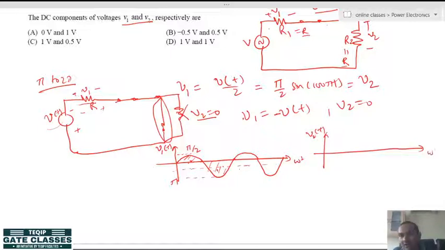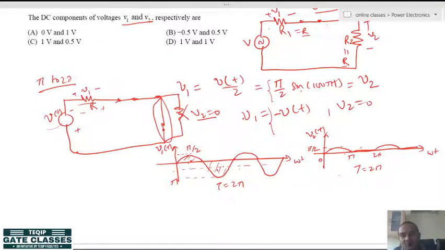And when you draw V2 here, V2(t) versus omega t, you see V2 is like this: from 0 to pi V2 is present, pi to 2 pi V2 is 0, then again this is like this, then again 0. V2 peak is pi by 2. Here also the time period is 2 pi, and here also the time period is 2 pi. For V1, from 0 to pi it is pi by 2 sin omega t, and from pi to 2 pi it is minus pi sin omega t. For V2, from 0 to pi it is pi by 2 sin omega t, and from pi to 2 pi it is 0.